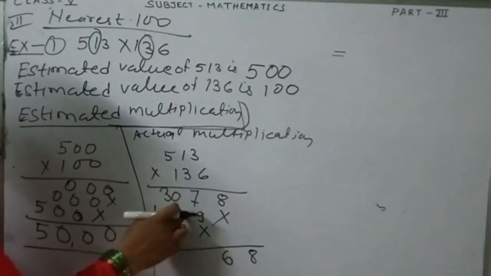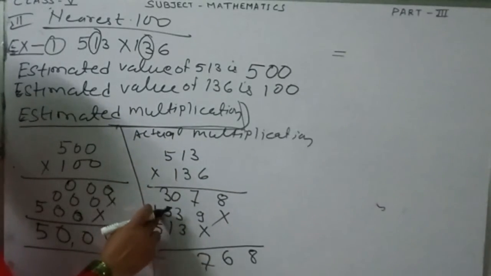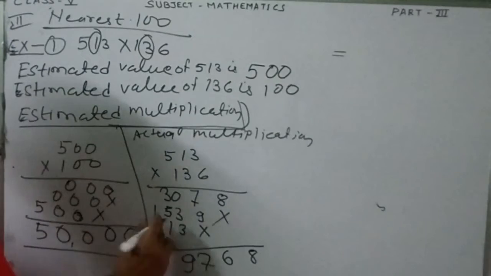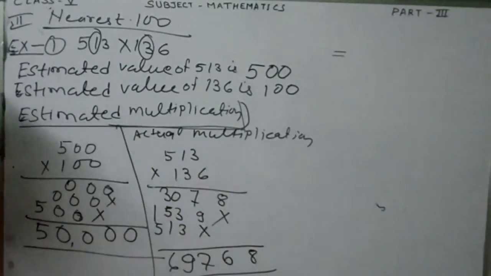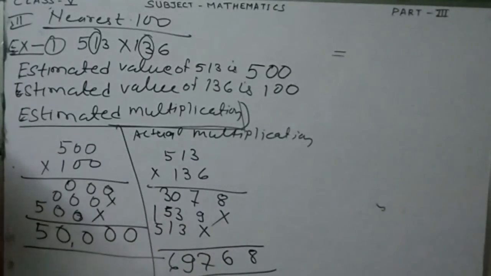Then 1 plus 3 is 4, plus 3 is 7, and here 5, 3 plus 5 is 8, plus 1 is 9, and this one is 5 plus 1 is 6. This is the answer. Actual multiplication is 69,768, and the estimated multiplication is 50,000.